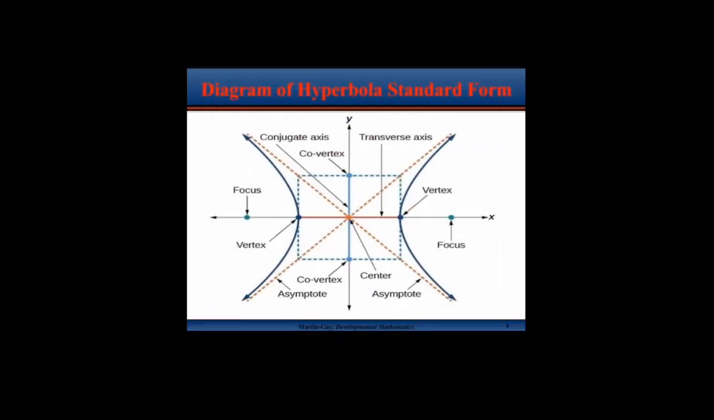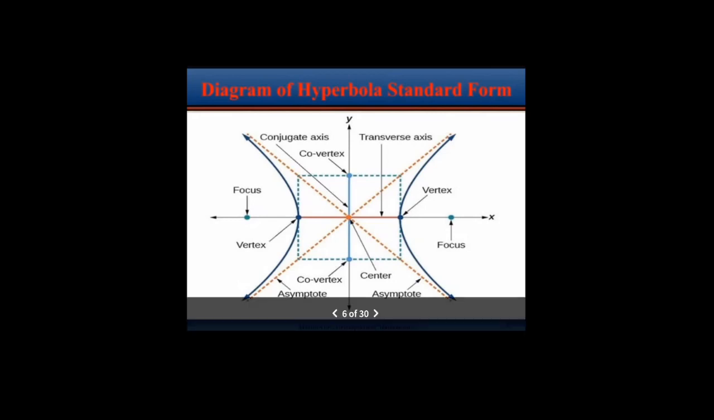Diagram of hyperbola standard form. So this is the equation or the example of the hyperbola. This is the focus, then the vertices and the origin, center, co-vertices, the asymptotes, conjugate axis, transverse axis.